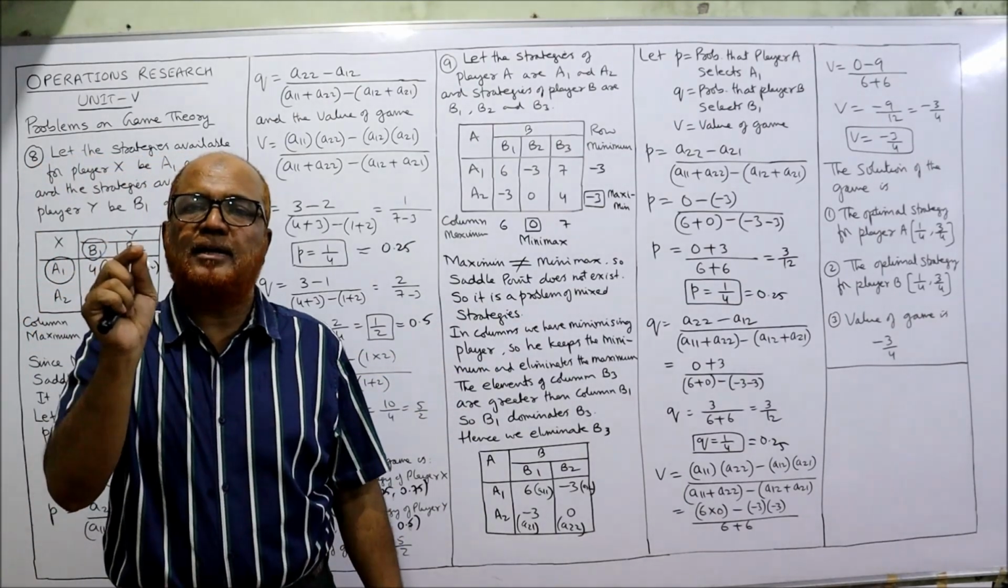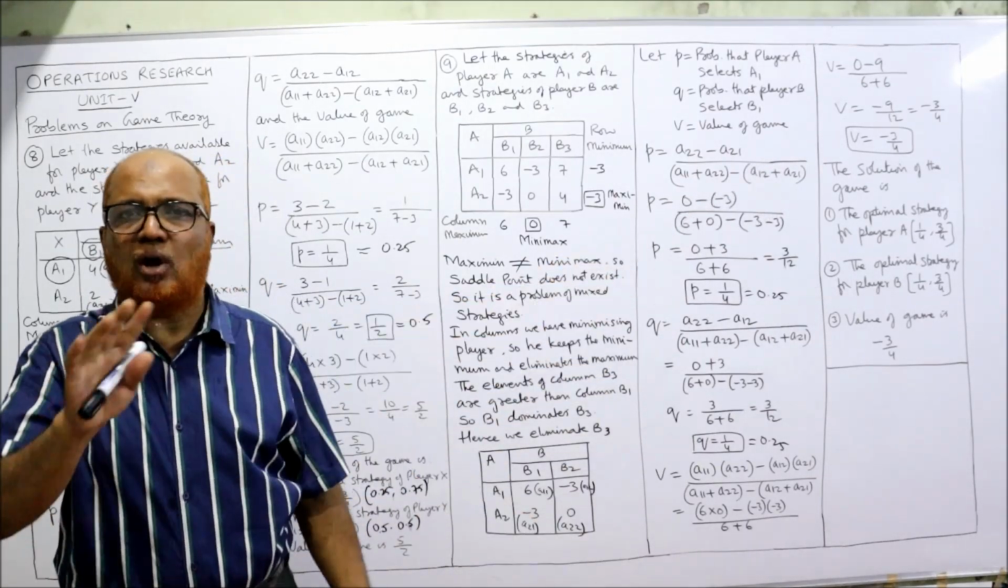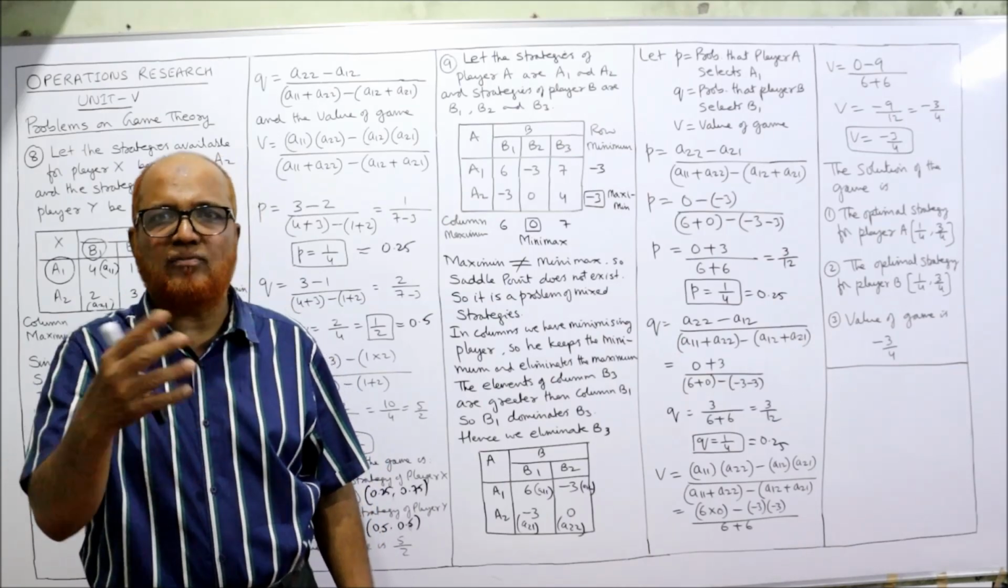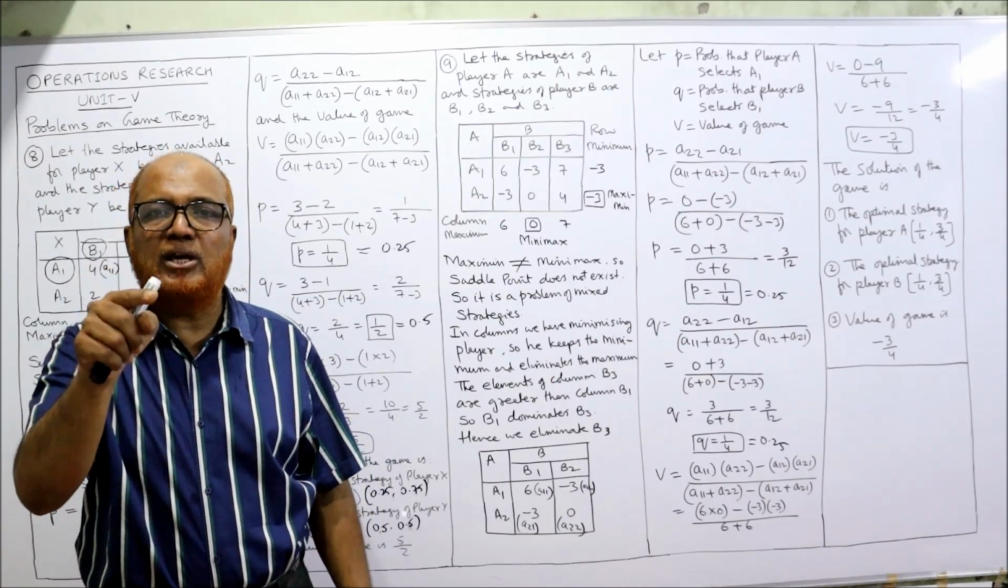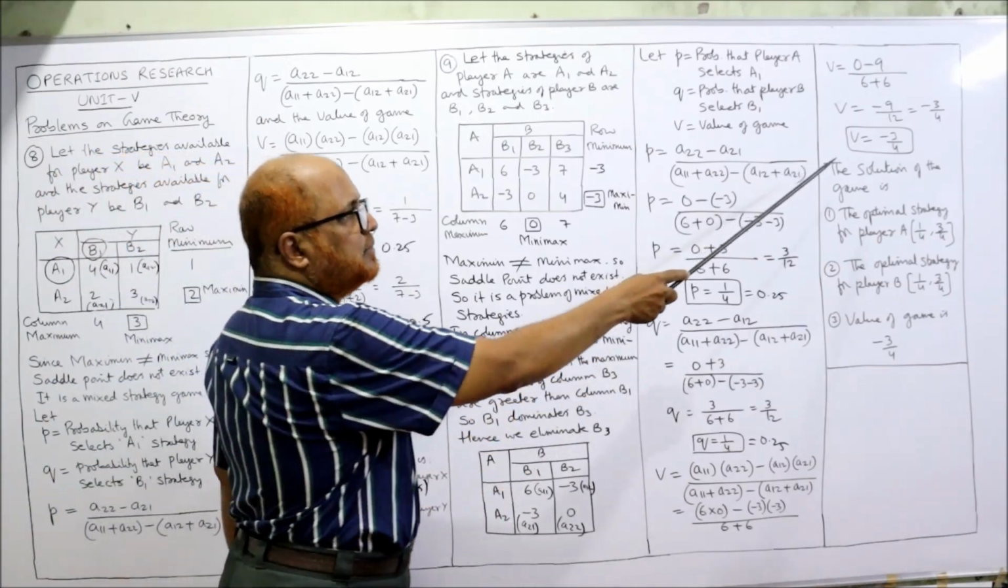Remember, probability will always be positive. But value of game, V, is not a probability. It is the value. So it may be positive or it may be negative. But P and Q always will be positive. Right? So value of game, minus 3 by 4.